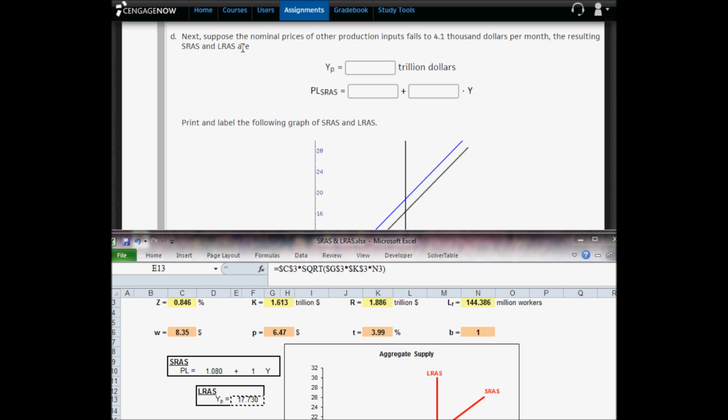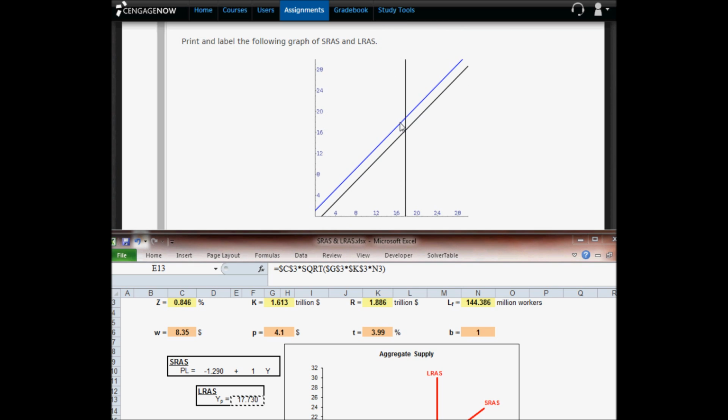Next, suppose the nominal prices of other production inputs fall to $4.1 thousand. We're going to replace P, which equals $6.47 thousand per month, with $4.1 thousand per month. When I hit enter, only the intercept of short-run aggregate supply will change. Potential output will not change. So the new intercept of short-run aggregate supply after the fall in the prices of other production inputs is negative 1.290. The slope is still 1, and potential output is $17.730 trillion.